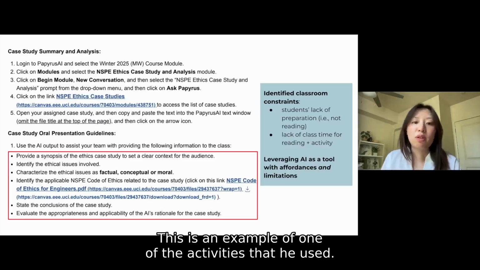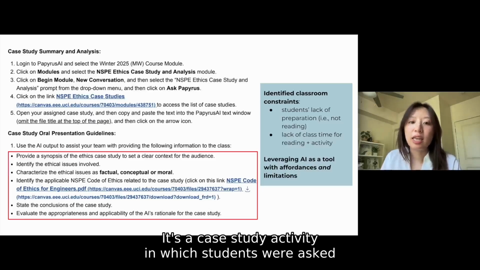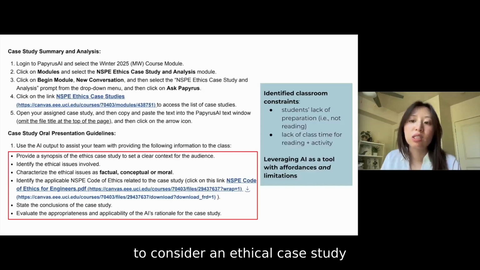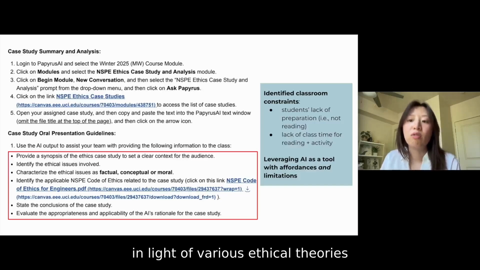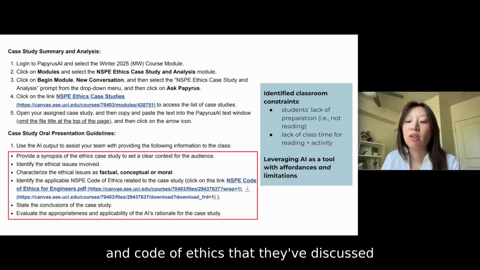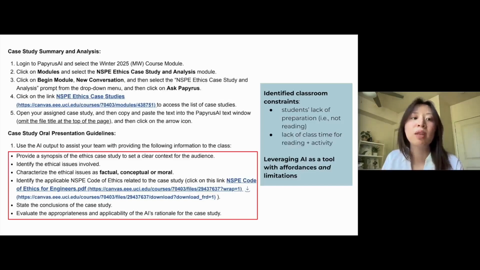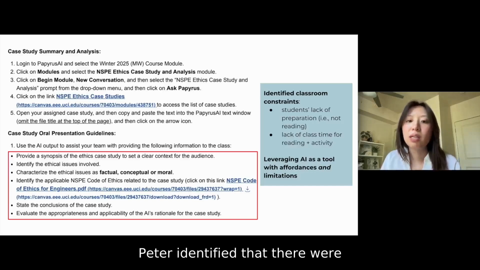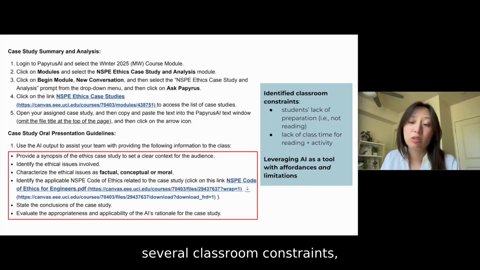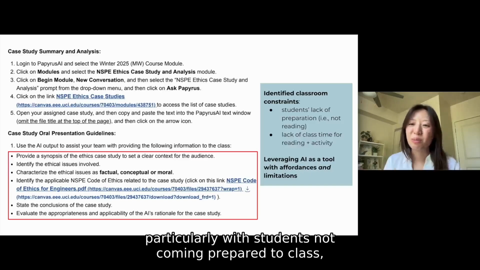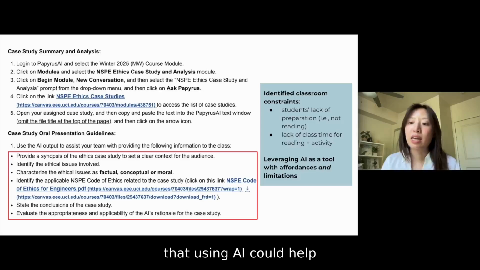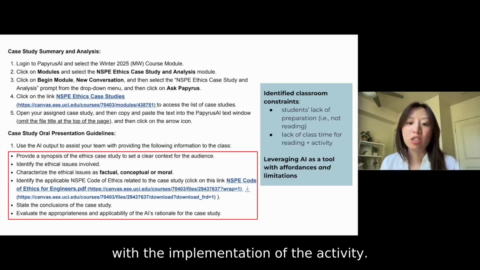This is an example of one of the activities that he used. It's a case study activity in which students were asked to consider an ethical case study in light of various ethical theories and code of ethics that they've discussed in the course prior. And when he was designing this activity, Peter identified that there were several classroom constraints, particularly with students not coming prepared to class, that using AI could help with the implementation of the activity.